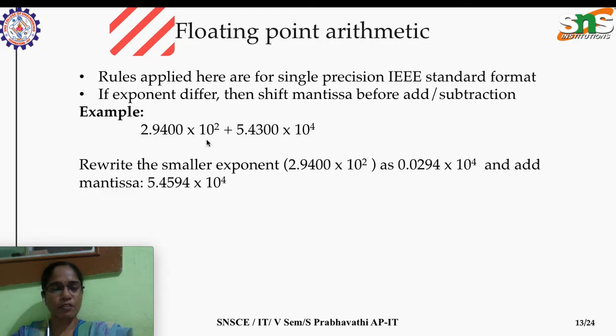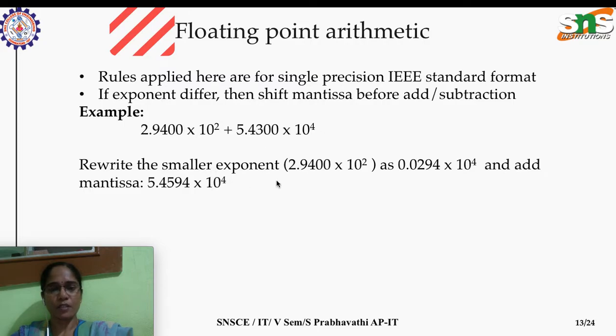I need to take this smaller exponent and rewrite its mantissa. To do that, I have to convert it into the larger exponent and adjust the mantissa. So we rewrite the smaller exponent like this: it will be written as 0.0294 into 10 power 4. Then both exponents are the same, addition or subtraction, whatever it may be, is carried out, and the resultant exponent is the larger exponent.